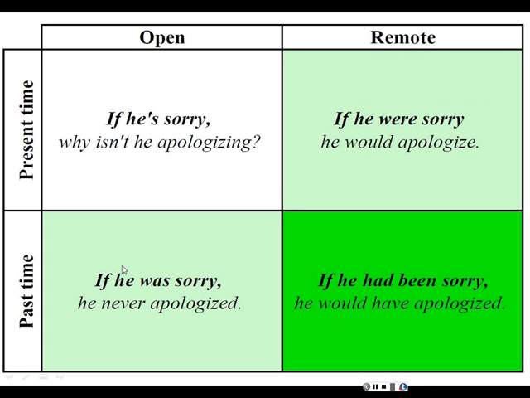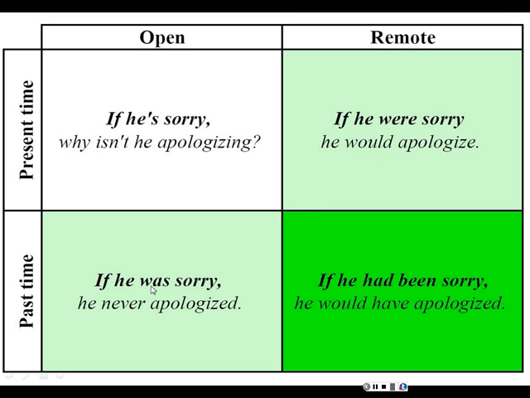Now, here's the past time open conditional. If he was sorry, he never apologized. So maybe he was sorry, maybe he wasn't, I just don't know. All I do know is that he did not apologize if he was sorry. And now, the remoteness: If he were sorry, he would apologize. In spoken English, many people would just say, if he was sorry, he would apologize. In very formal standard English, it is still, if he were sorry, he would apologize. He's not sorry, but if he were, he would apologize.